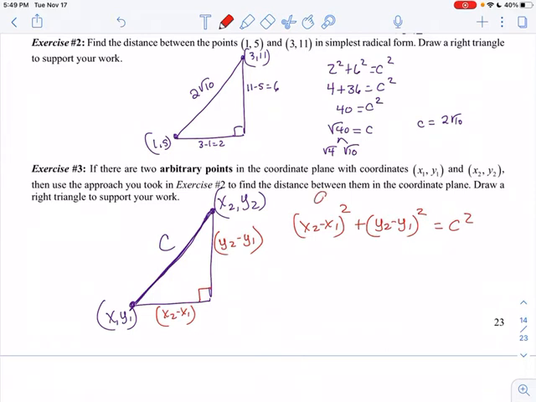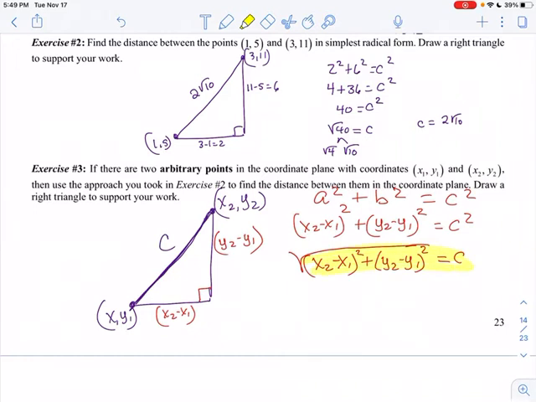So this is just the Pythagorean theorem. a squared plus b squared equals c squared. a is x2 minus x1, and b is y2 minus y1. Now, in order to get c by itself, I have to take the square root of this whole thing. This is not the Pythagorean theorem, this is my distance formula. So using the Pythagorean theorem, I have now come up with my distance formula right there.